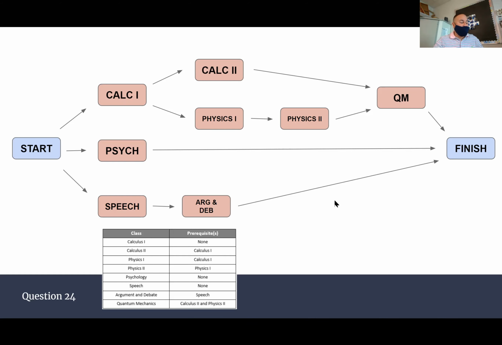Use this time, the next 10 minutes or so, to answer the questions on the last page, 25 through 30. And let me know, and I'll check your work as you go through.